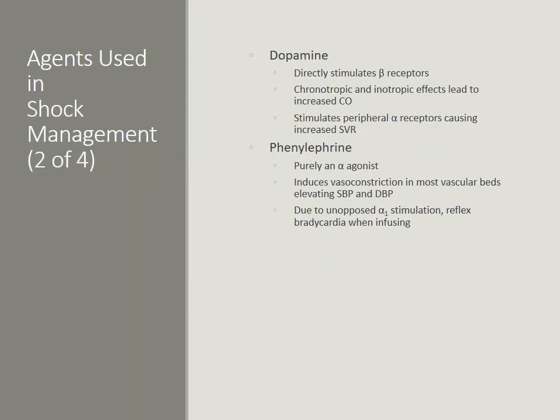Dopamine. Dopamine directly stimulates beta receptors. There are both chronotropic and inotropic effects, leading to increased cardiac output. That means both the strength of the heart contraction and how fast the heart contracts will lead to increased cardiac output. It stimulates peripheral alpha receptors, causing an increased systemic vascular resistance.